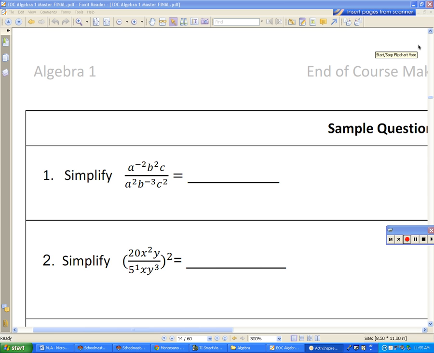All right, so we need to simplify this. So this now is what you start to write down. Okay? So we're going to simplify a to the negative 2 b squared c over a to the second b to the negative 3 c squared. So since I am dividing, based on the brief conversation we just had, what do I do with the exponents? I subtract them. So a to the negative 2 divided by a to the 2, I subtract these exponents. What is negative 2 minus 2? Negative 4. So my first piece is going to be a to the negative 4.